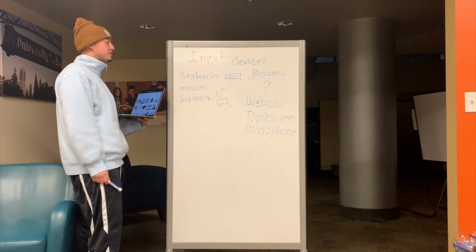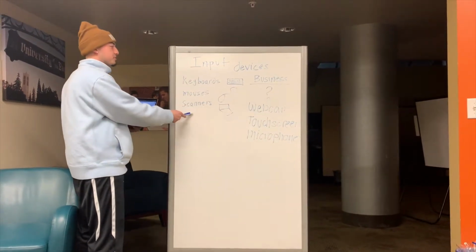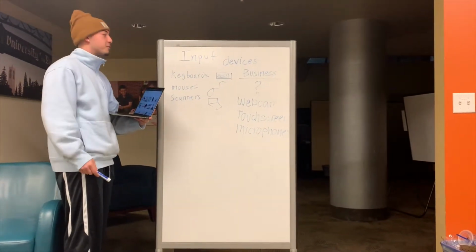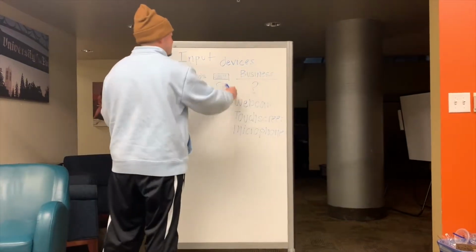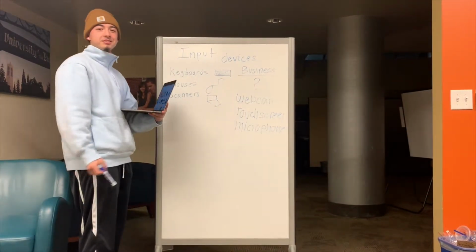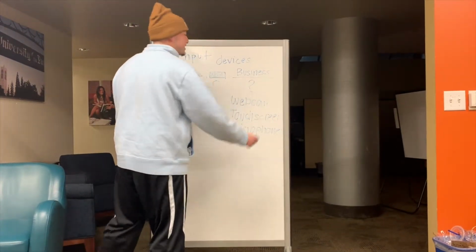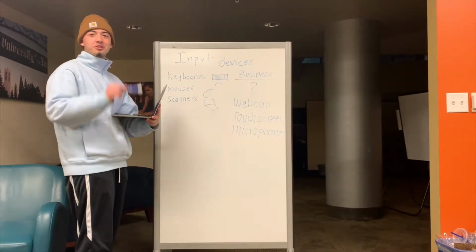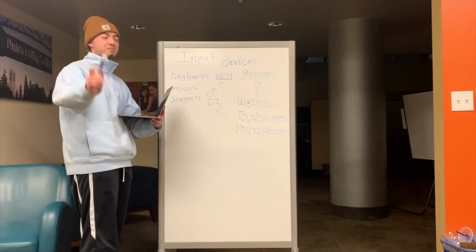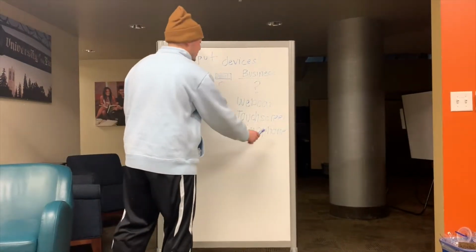So we all know that businesses use keyboards, mouses, and scanners, but we also use those at home. Businesses like to use things like webcams to webcam each other when they have business meetings. They use things like touchscreen devices. You ever been to like In-N-Out where they do touchscreen devices for your order? And they also use microphones.